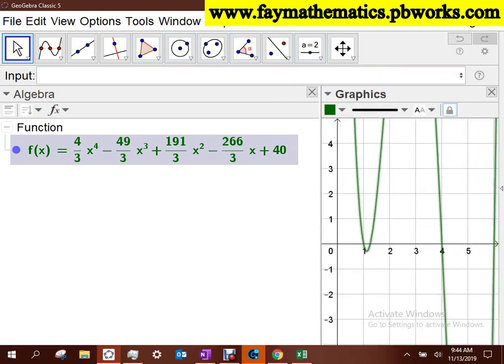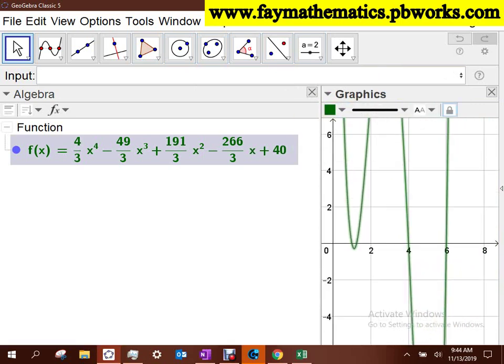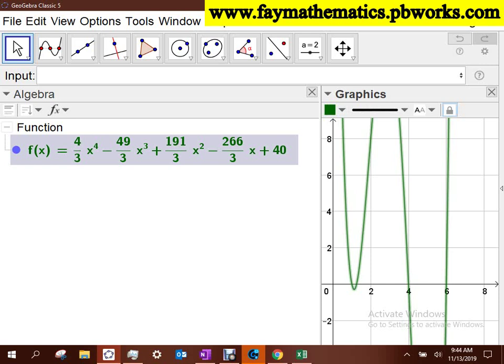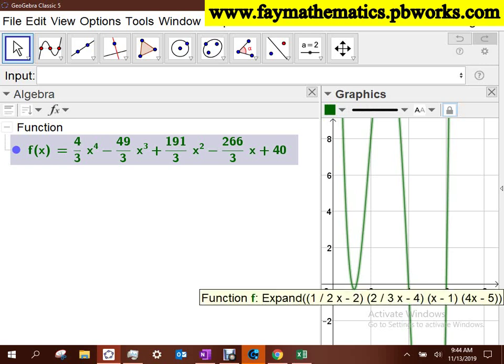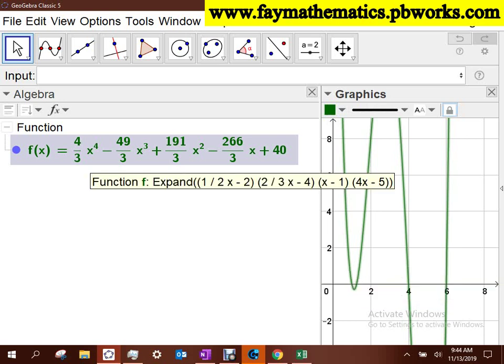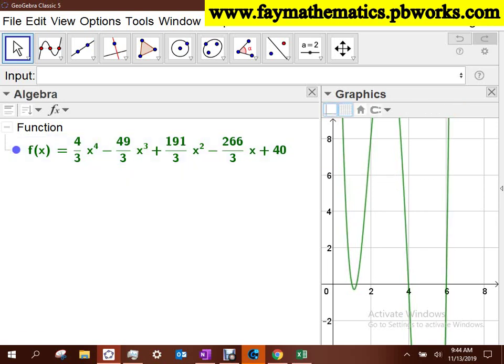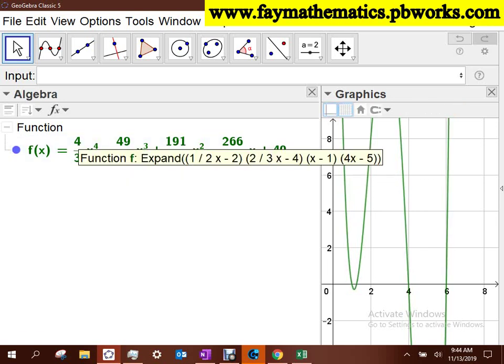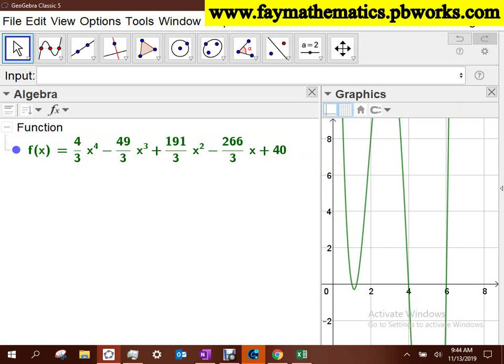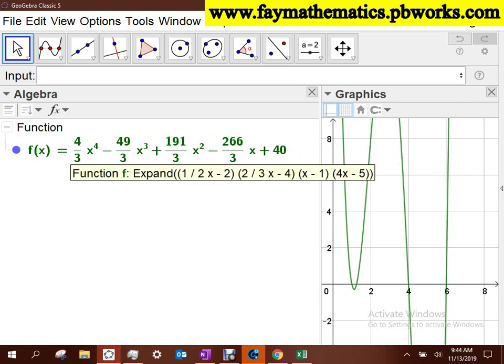Okay, so I just got this random polynomial here. It's fourth degree, so we see that we do have 4 zeros here, right? But look at these coefficients. Now, this one's a little bit nicer than the one that I gave you prior. But I can't use p over q with this, because I don't know what the factors of 4/3 are.